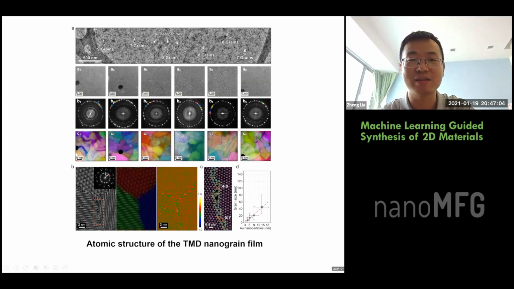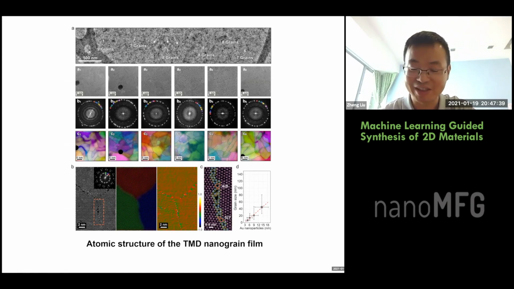Then we take a look at the atomic structures by collaborating with our collaborators. We figure out that we choose, okay, here, 1, 2, 3, 4, 5, 6 points, 6 locations, and we zoom in. Each of them shows really rich structures that consist of a lot of grain boundaries. So we found that the average size of a grain is around a few nanometers. It's less than 10 nanometers.